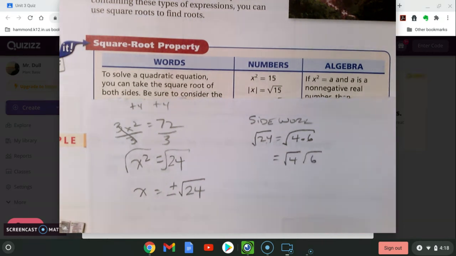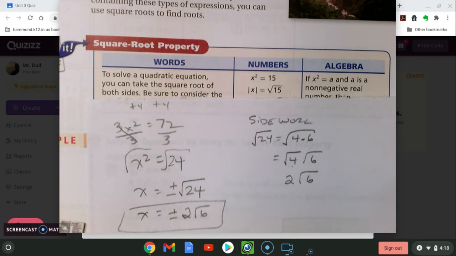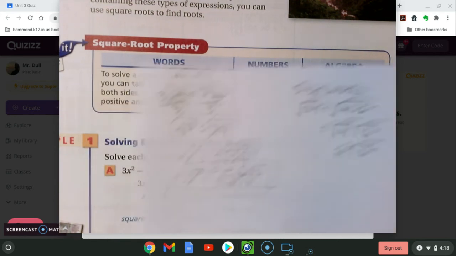I want one of these factors to be a perfect square, because when I split these out into two separate radicals, that perfect square is going to simplify to an integer. Square root of 4 is 2. So I have 2 times the square root of 6. So x equals 2 times square root 6.